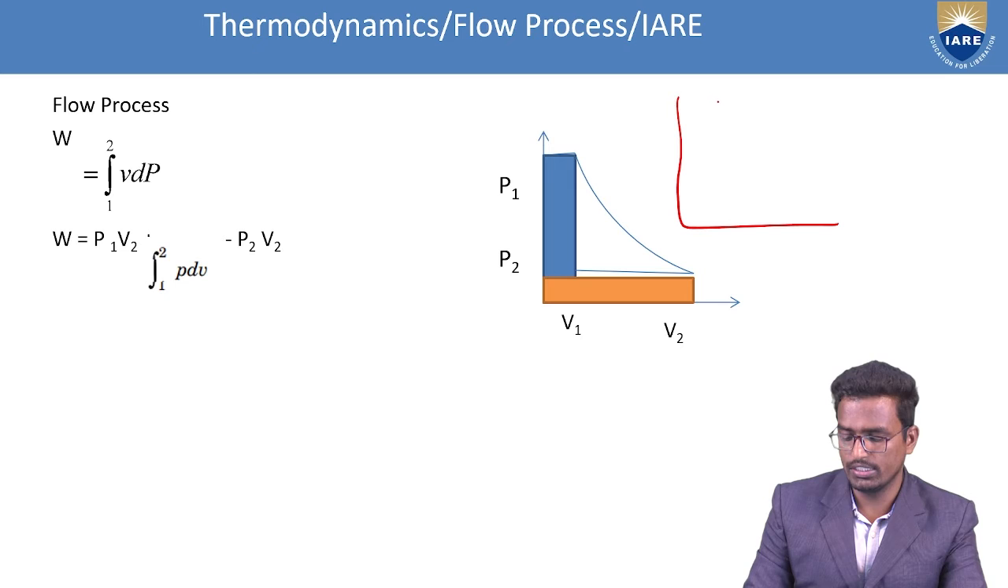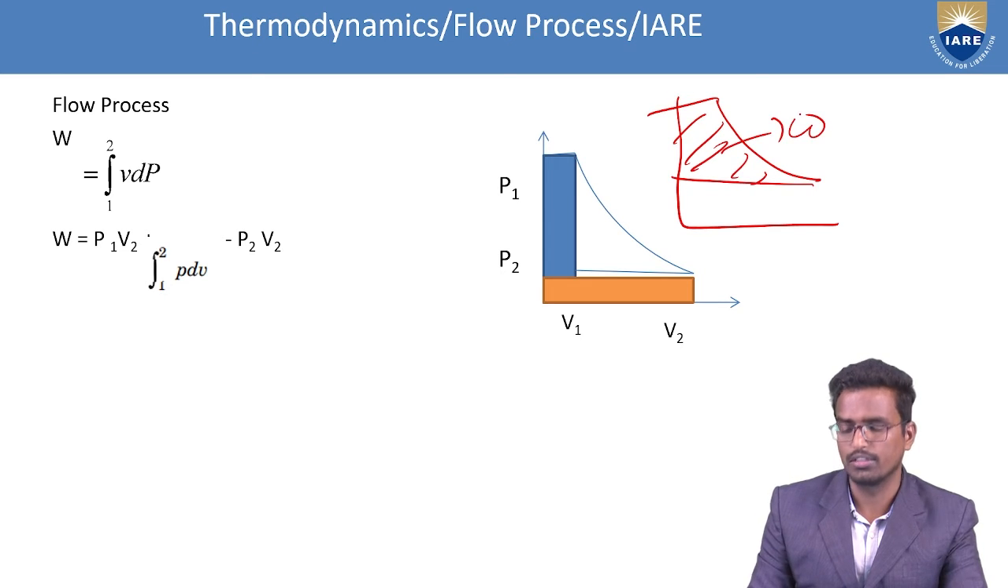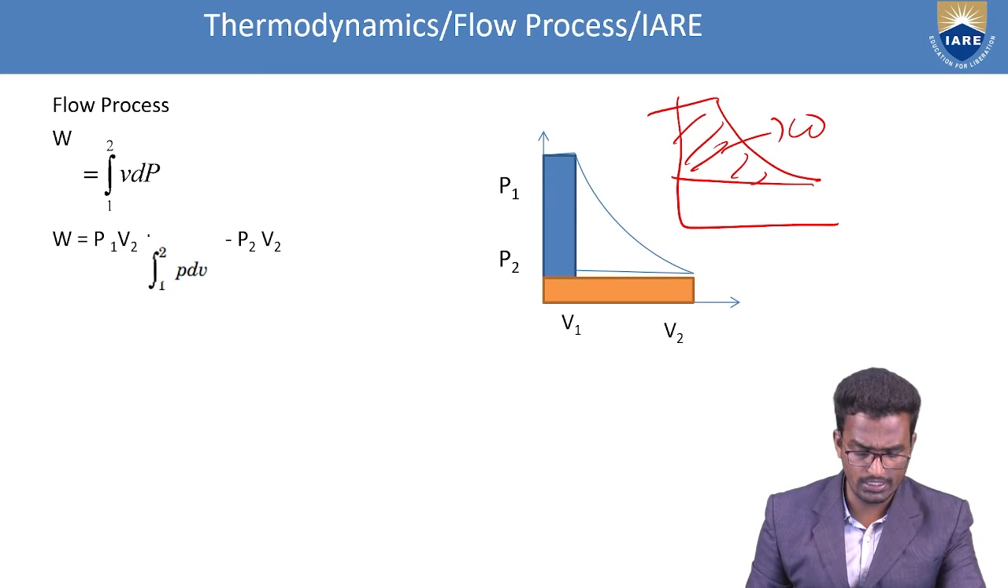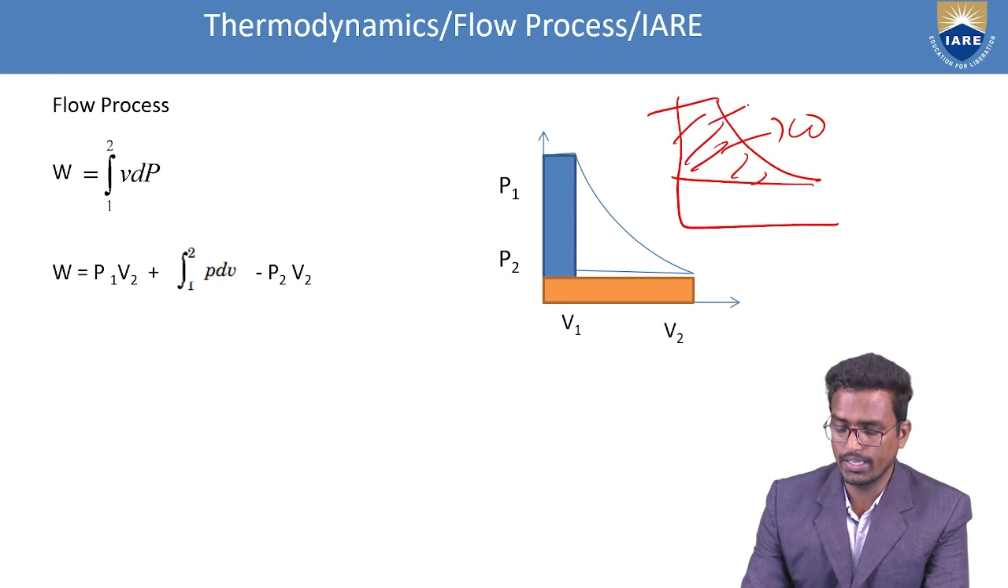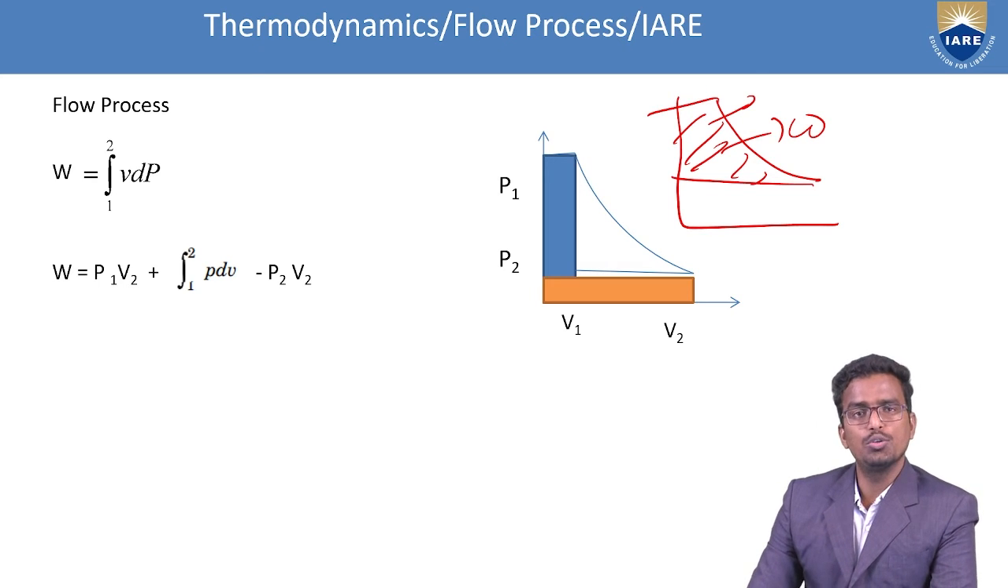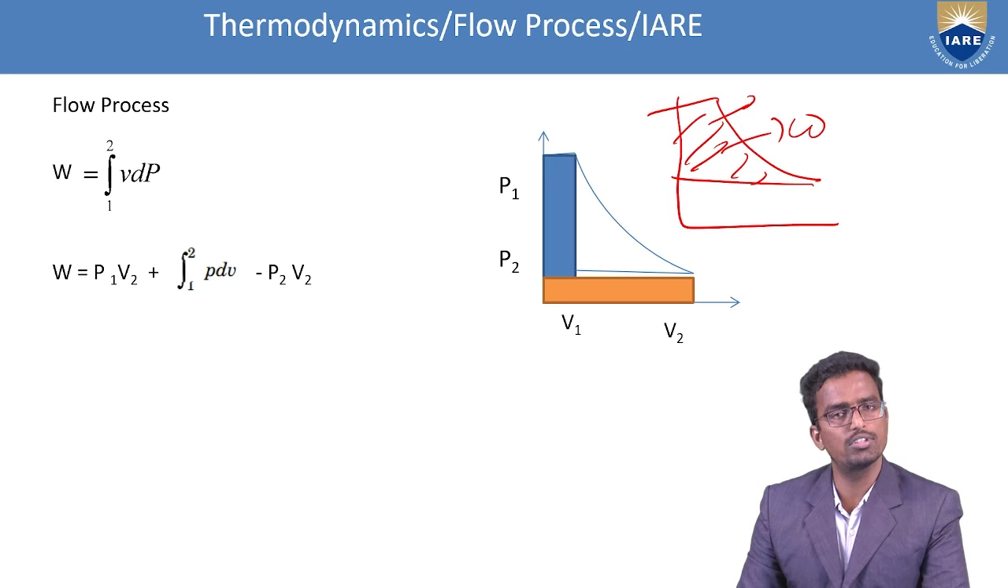If you take this as my curve, the area to the left of this curve I call the work done. So instead of doing all the things, I use the shortcuts here. In a flow process, we know that the area to the left of the system is called the work done. So now we use the previous equations to solve this very smoothly.